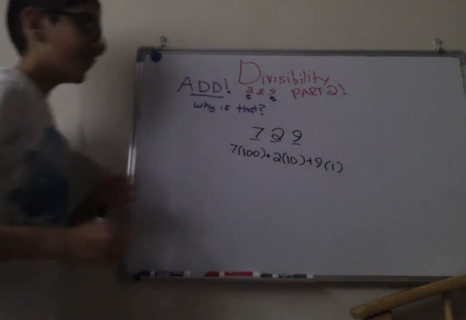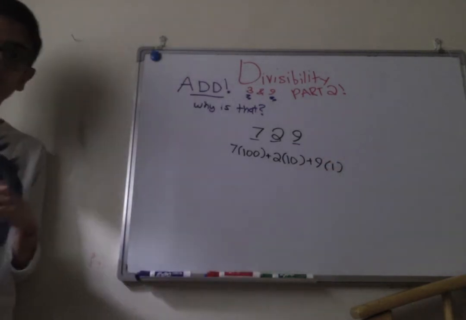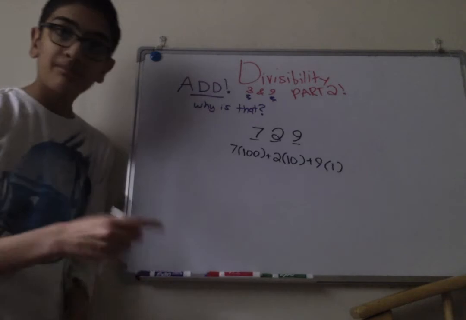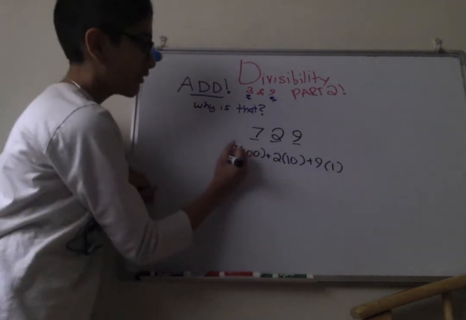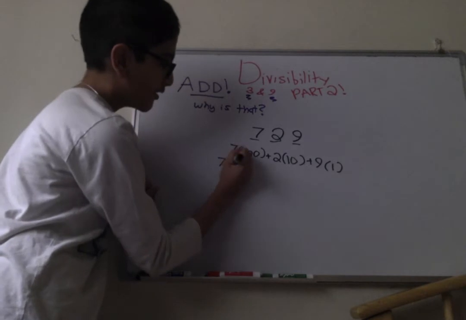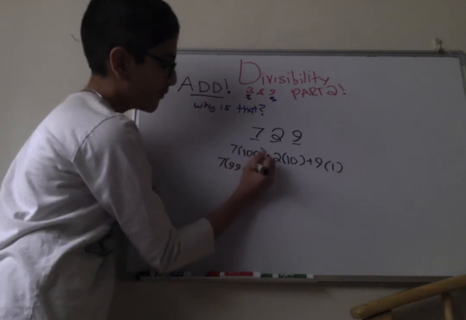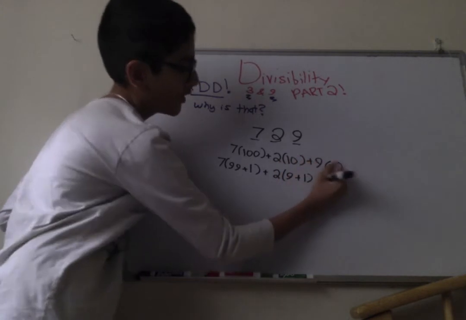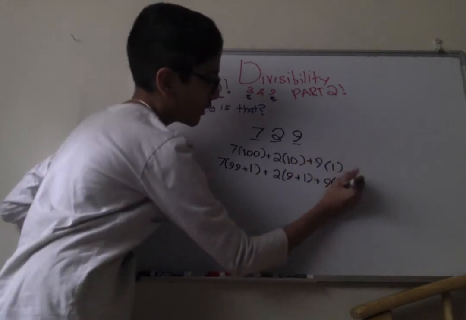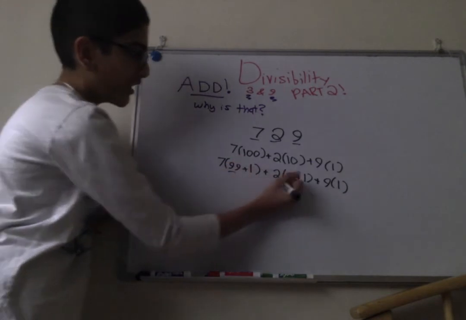This is important. There's two ways to do it afterwards: one with modular arithmetic, and one with just plain old addition. So let's do it the first way. 100 can be divided up into 99 plus 1. Then the 10 can be split into 9 plus 1. Then the 9 will just remain the same. Why do we make it 99, 9, and nothing?